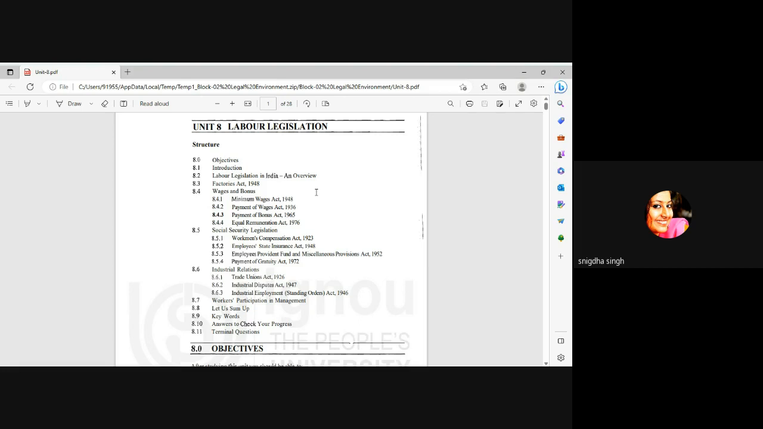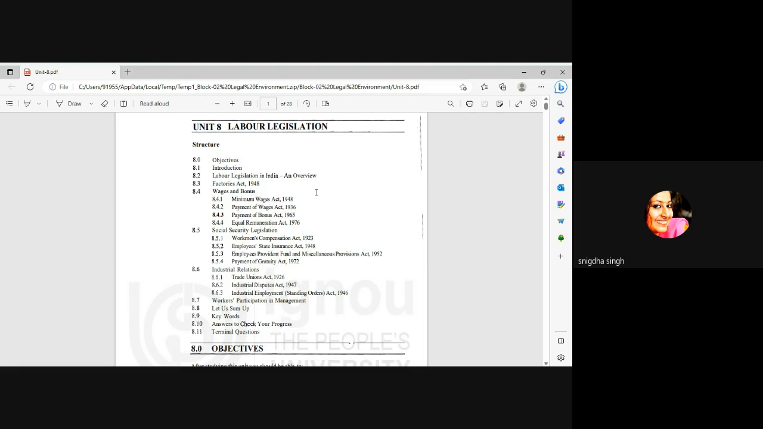Social security legislation: all the acts under the social security legislation ensure that certain safety features are provided to the employees. For instance, the Workmen's Compensation Act ensures that all the compensation related to a laborer who has served the organization gets discharged on time. In case of his absence, the nominees or the family get timely discharge of all the compensation which is due for the laborer or for the employee.